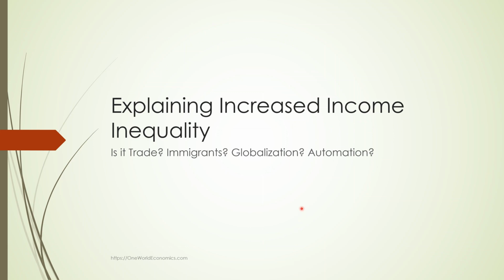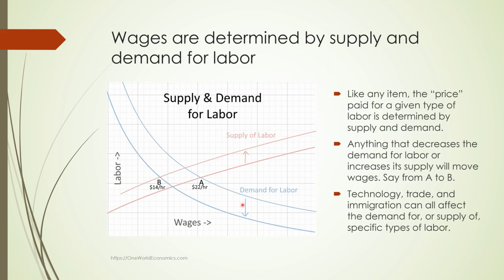So what explains the increased income inequality since the 1970s? Is it trade, immigration, globalization, automation? Well, we have to remember that wages are determined by supply and demand, okay? In any market economy, and we have a market economy, labor wages are determined by supply and demand. Now, this is for any type of labor. So obviously it looks different for a laborer in a factory than it does for a plumber or for a doctor. But for any type of labor, the supply and demand for labor determines what the wages are.